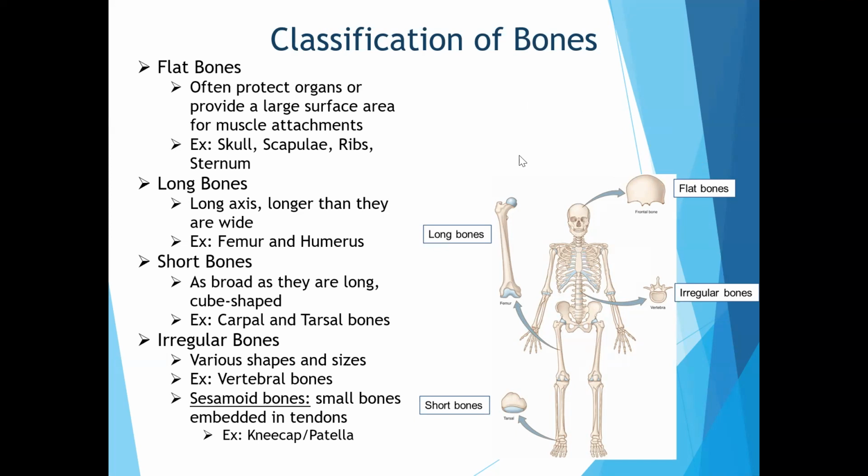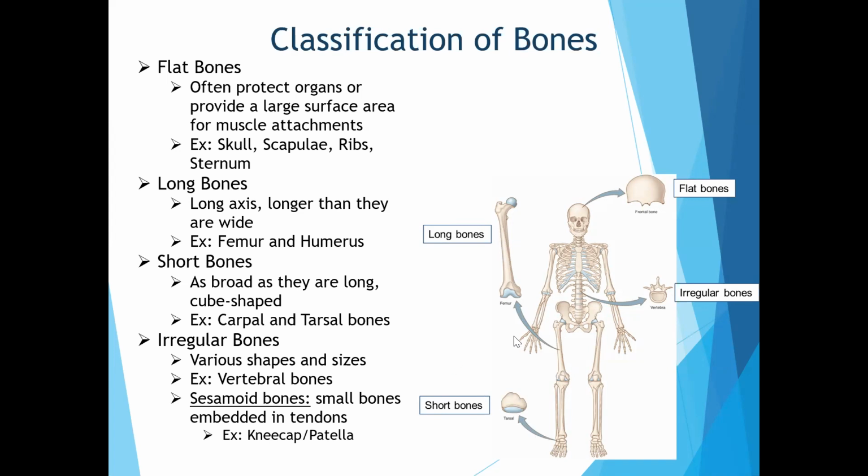Long bones are what they sound like. They're nice and long. So they're longer than they are wide. You have your humerus as an example of that. Your femur is an example of that. And we'll talk about long bones a little bit more when we actually get into bone development and growth. Then we have short bones. Same thing. They're broader than they are long, so they tend to be a cube shape in general. Your carpal bones and your tarsal bones, your wrist and your ankle bones, those are examples of your short bones.